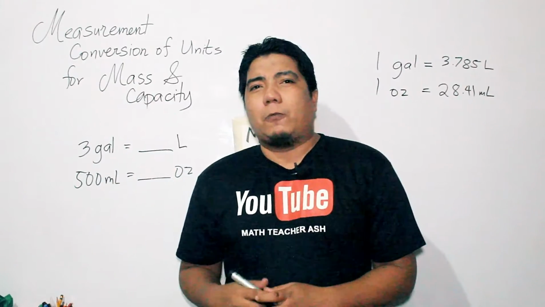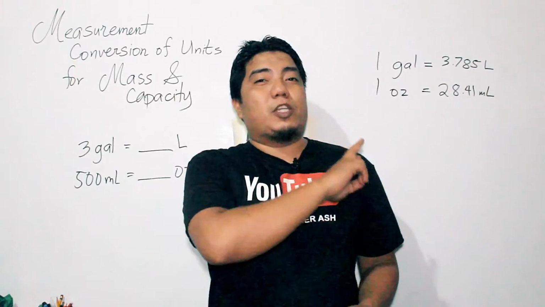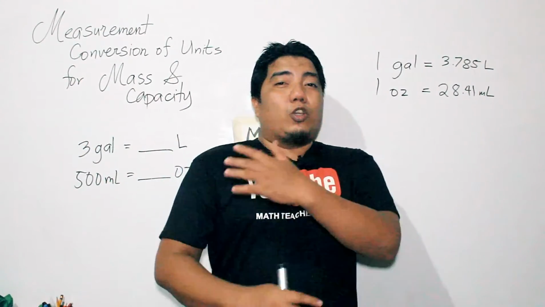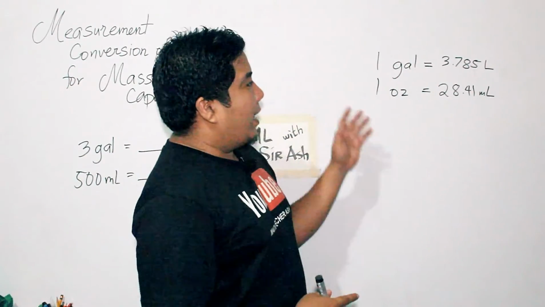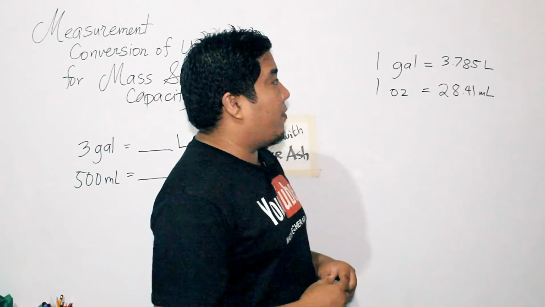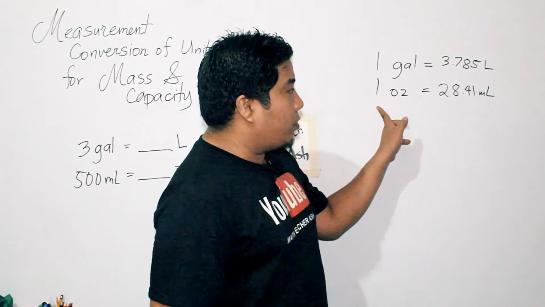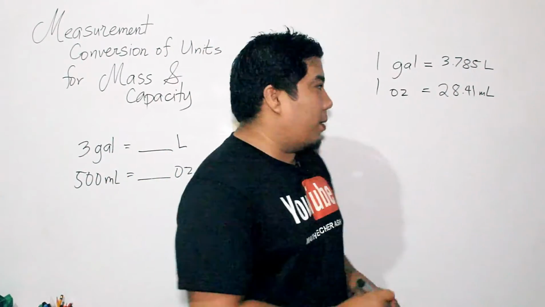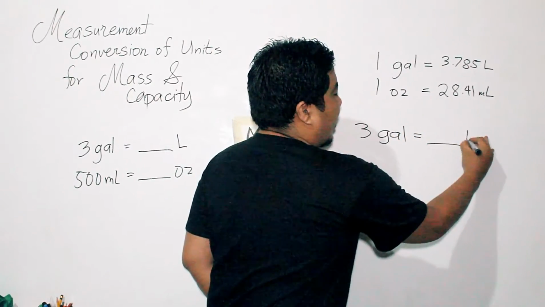Now, in cross-conversion, there are a lot of conversion ratios. Now, for me, if you have at least 2 pairs of conversion ratios, the bigger pair and the smaller pair, that will suffice your whole idea on how to convert units. Okay, so the first cross-conversion ratio is 1 gallon is equal to 3.785 liters. And 1 ounce is equal to 28.41 milliliters. The first problem is 3 gallons. That is how many in liters.